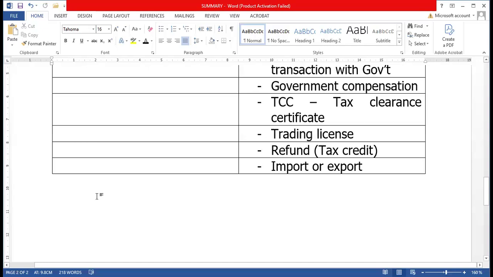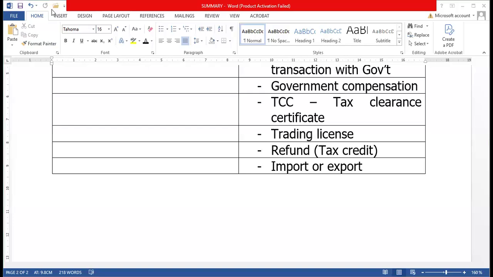So you may not need a TIN if you don't have any source of income. You are not employed anywhere, you are not doing any investment anywhere, you are not running any business, and you are not doing any transaction that requires a TIN. So it's not a must to have a TIN. It depends on what you are doing, the transaction you're doing, or your source of income.